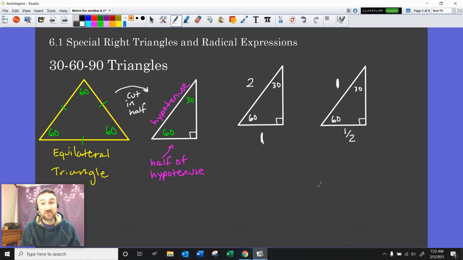I'm using some proportional reasoning to cut the side lengths in half. Now, yeah, we haven't done anything with that third side yet. Let's go get that third side.